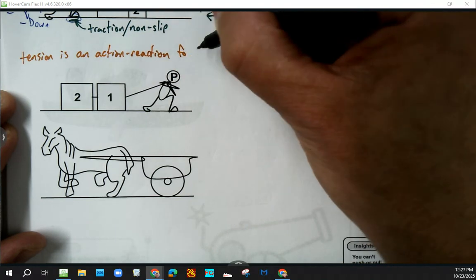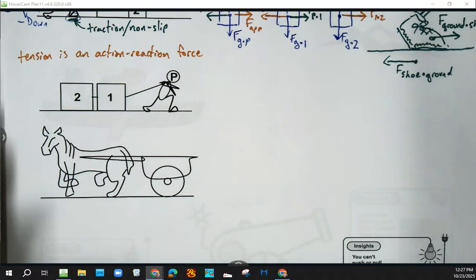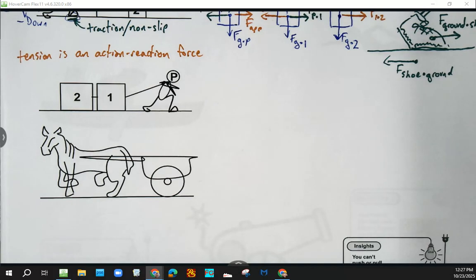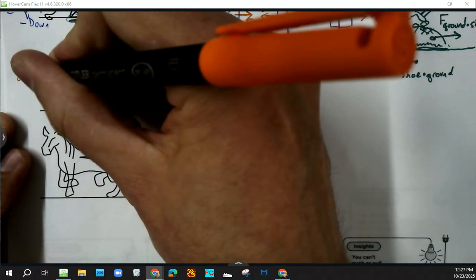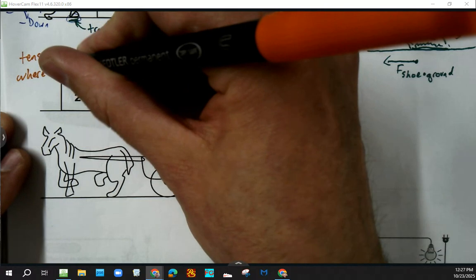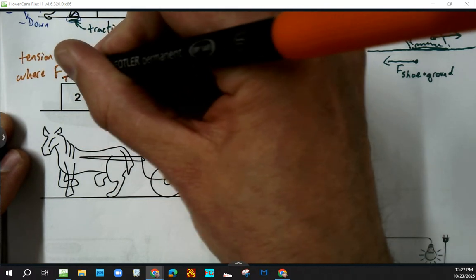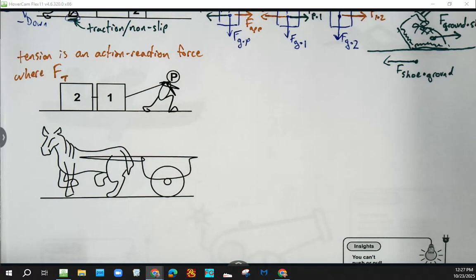Okay, it's a Newton's third law force, where a lot of the time you get people that will write it as F subscript T. Or sometimes they'll just forget about the F and write a capital T. I write F subscript T.